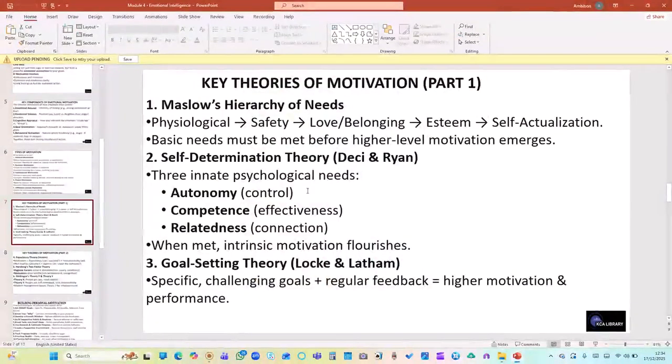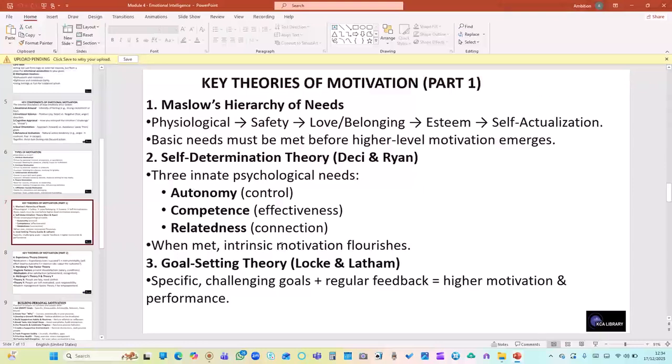Okay, the second theory we have is self-determination theory, developed by Deci and Ryan, which includes three inner psychological needs. That's the need for autonomy, that's control, the need for competence, which is effectiveness, and the need for relatedness, that is need for connection. So this theory classifies human needs into three, which serve as inner forces that influence human behavior: the autonomy needs, the competence needs, and relatedness need, that is social. When these needs are met, intrinsic motivation flourishes.